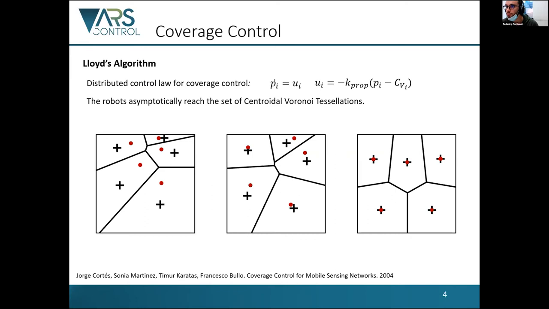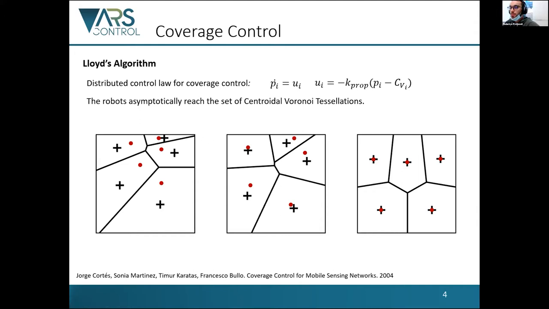A second important part of the coverage-based control is the Lloyd algorithm. Once the Voronoi decomposition is completed, the coverage-based control uses the Lloyd algorithm in order to define the control inputs to be given to the robots. This algorithm consists basically of three steps. The Voronoi diagram computation, as we defined before, and the centroid computation for every cell of the generated diagram, which in the figure is indicated by the black cross. In the figures, the seeds and the robots are indicated by the red dots.